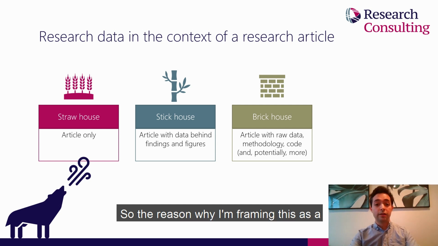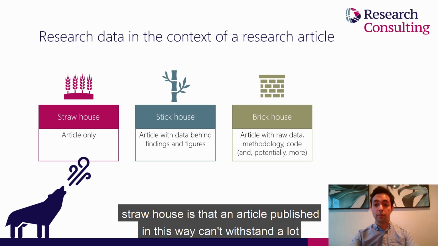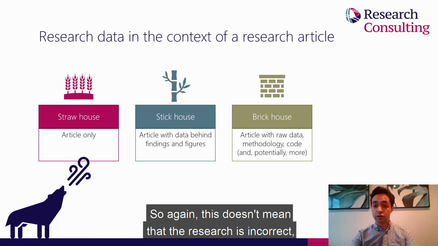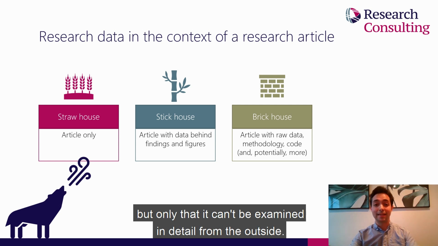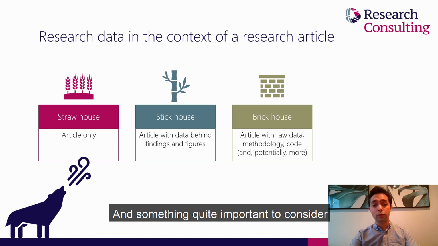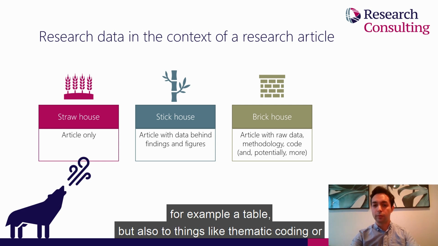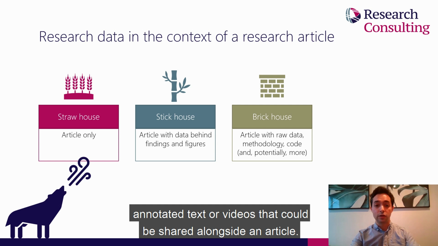So the reason why I'm framing this as a straw house is that an article published in this way can't withstand a lot of scrutiny, simply because there isn't very much for the reader to check. So again, this doesn't mean that the research is incorrect, but only that it can't be examined in detail from the outside. And something quite important to consider is also that what I'm describing isn't only applicable to quantitative data, for example, a table, but also to things like thematic coding or annotated text or videos that could be shared alongside an article.